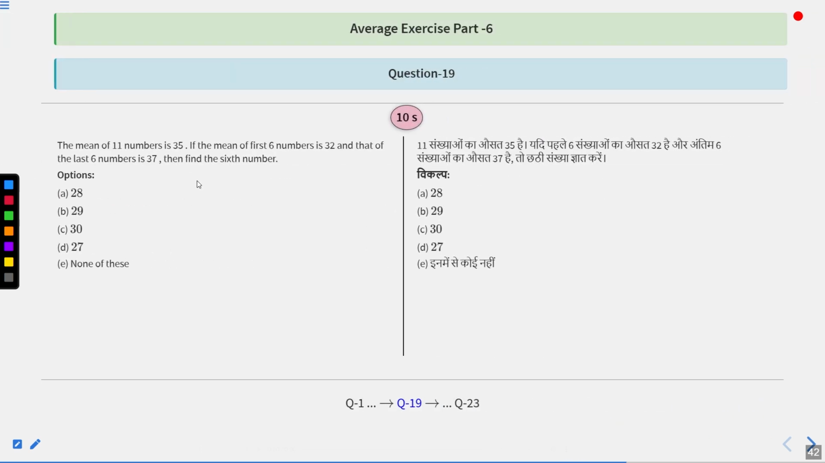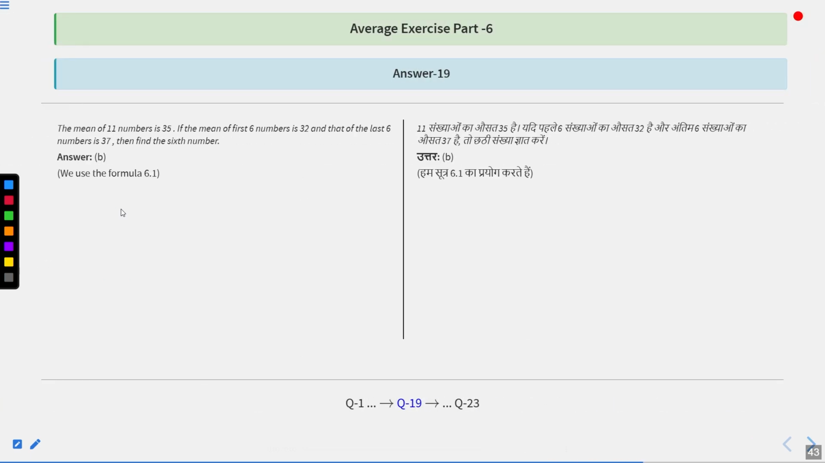Next one. The mean of 11 numbers is 35. If the mean of first 6 numbers is 32 and that of the last 6 numbers is 37, then find the 6th number. You have 5 options and 10 seconds to analyze the question. Your time starts now. Now time's up. Let's see the solution.